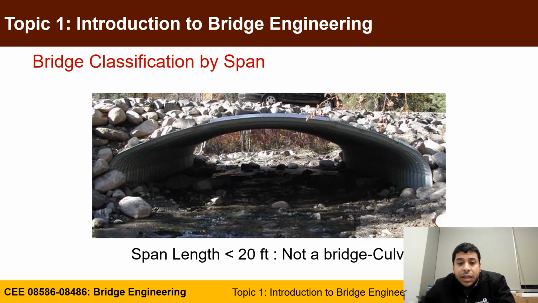We also classify bridges by span. If you have a span less than 20 feet, it is not likely to be a bridge. We call it a culvert, as you can see here. It can be made of concrete, or it can be made of typical corrugated steel or aluminum structure.